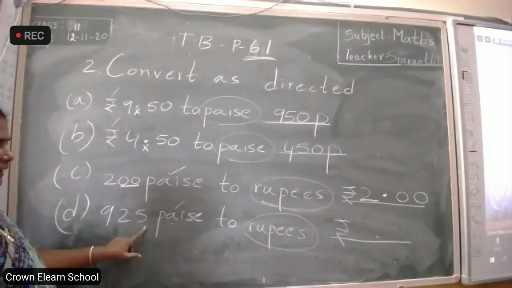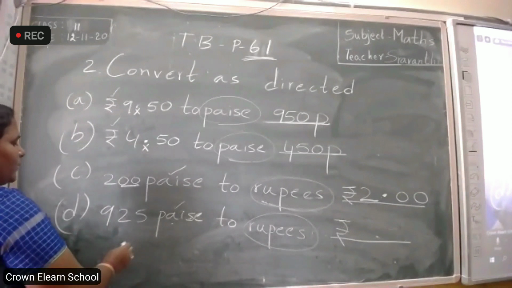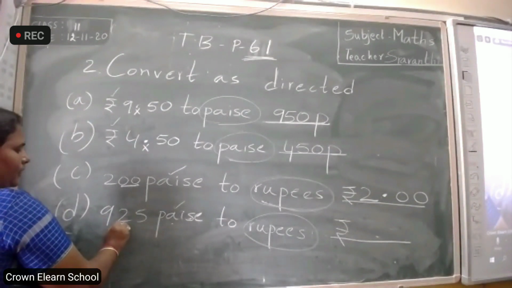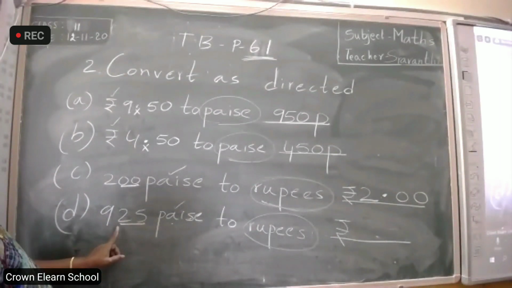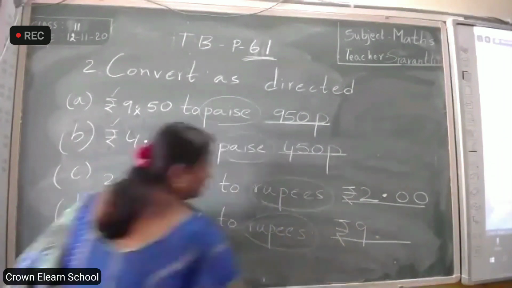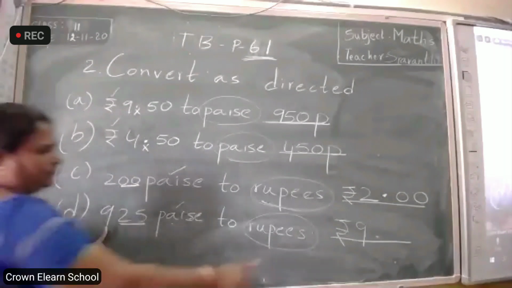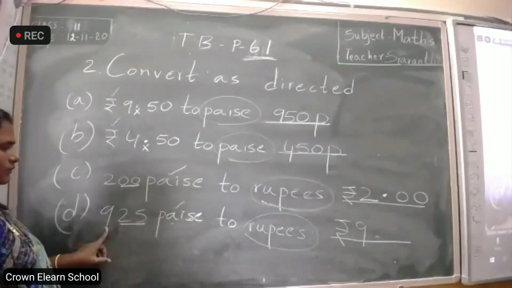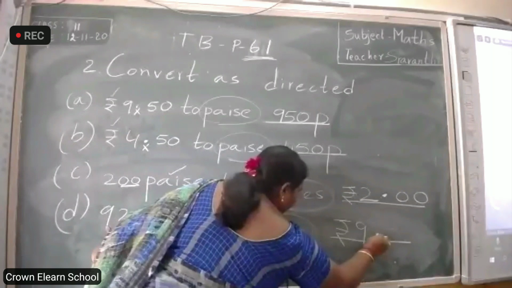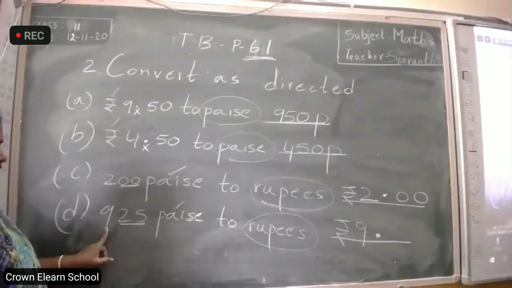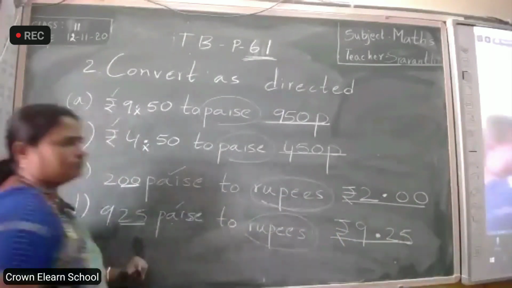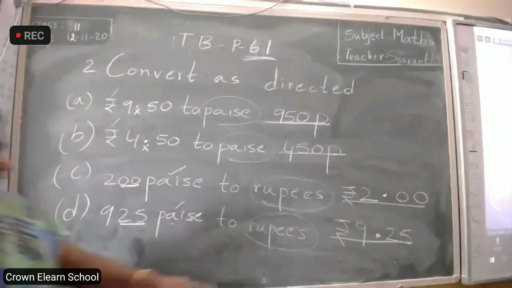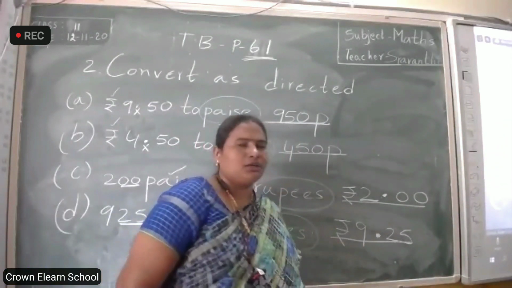925 paise are there. So we have to separate them. Ones place and tens place. Underline. So 9 is alone. Take 9 as rupee. Put dot to separate paise. 2, 5. So 9 rupees 25 paise.